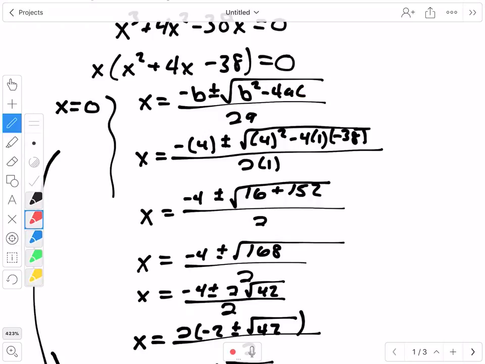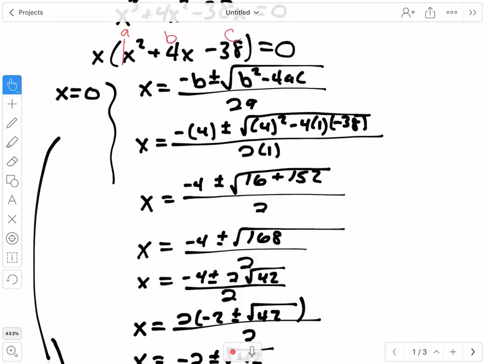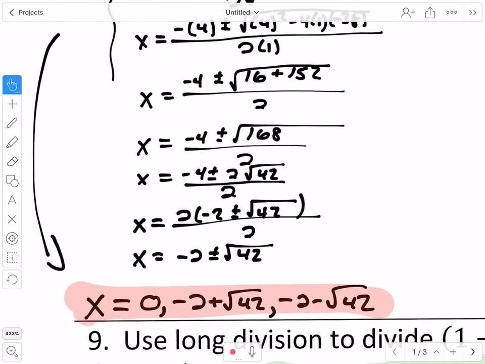In this case, a is 1, b is 4, and c is negative 38. So if I fill the numbers in, anytime you substitute, use parentheses. And as I simplify this, 4 squared is 16. A minus times a negative is a positive. 4 times 1 times 38 is 152. If you add 16 and 152 together, you're going to get 168. On the bottom, 2 times 1 is 2. So now we're here.